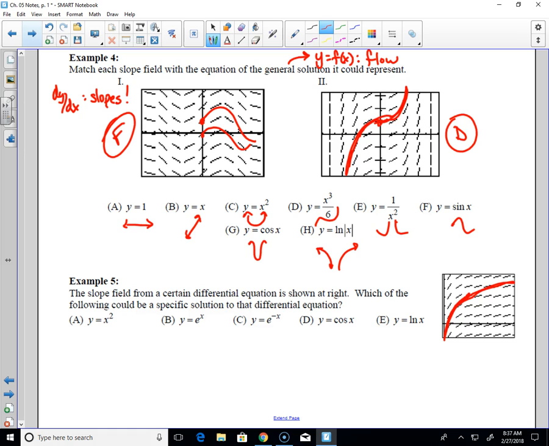Come on, basic graphs. E. Has to be E. Nothing else makes sense. Cosine, there's no periodic-y thing going on. E to the negative x, some sort of swoopy. Well, it'd be an e to the x swoop, but the other direction. E to the x, well, that's a normal swoop. X squared, well, that's a parabola. None of those make sense except for E. You guys get the idea?